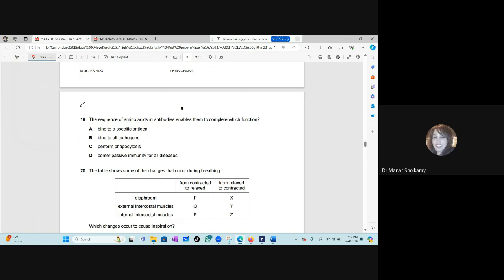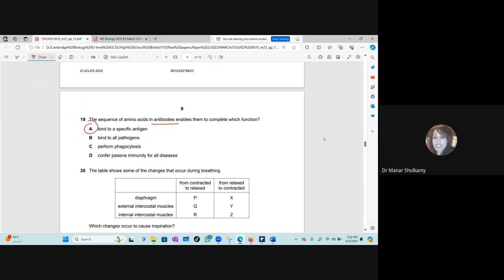Okay, 19. The sequence of amino acids in antibodies enables them to complete which function? What's the function of antibodies? Bind to a specific antigen, or bind to all pathogens, or perform phagocytosis, or confer passive immunity for all diseases. A. This is, yes, it's a clear one.